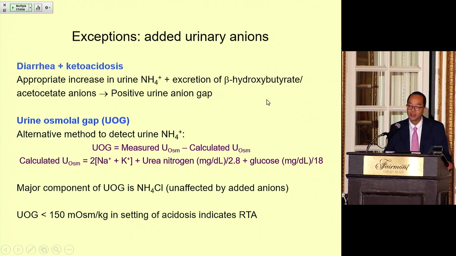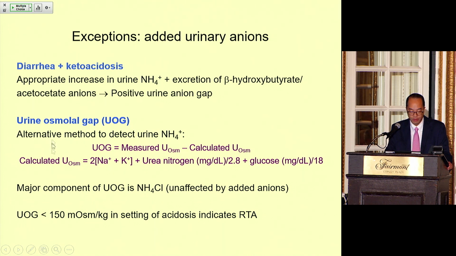Another exception, again, small print stuff, not likely to come up in the boards, is that you can also get positive urine anion gaps due to other added urinary anions. For example, patients with ketoacidosis, as I mentioned, your beta-hydroxybutyrate and acetoacetate can get excreted in the urine and increase the urine anion gap. Same for hippurate in the patient with toluene abuse.